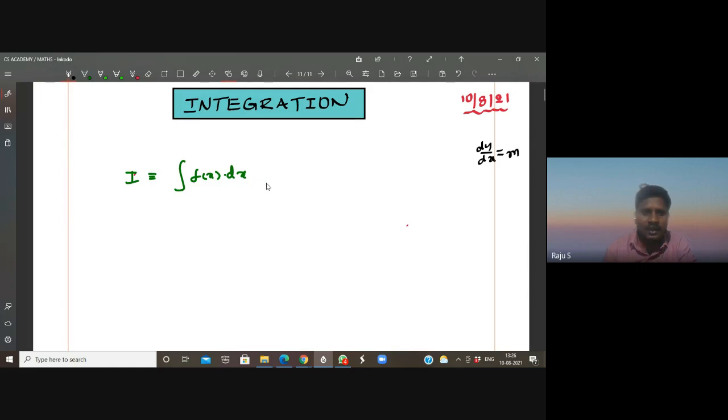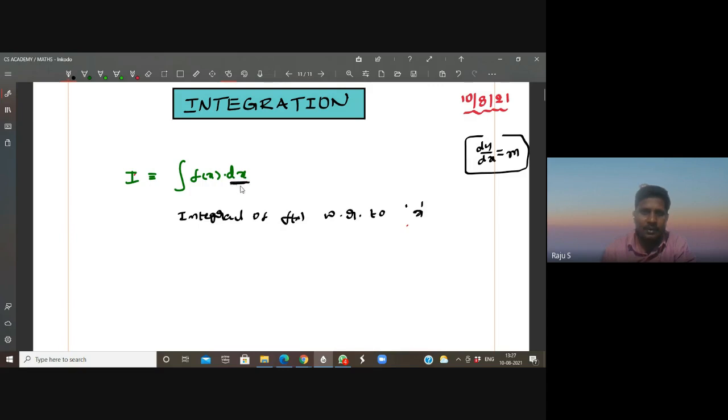So how can we read this? What is the meaning of this? This is the integral symbol, so integral of f with respect to x. Here dy by dx means the derivative of y with respect to x. In the same way, integral f of x dx, we can read as integral of f of x with respect to x.